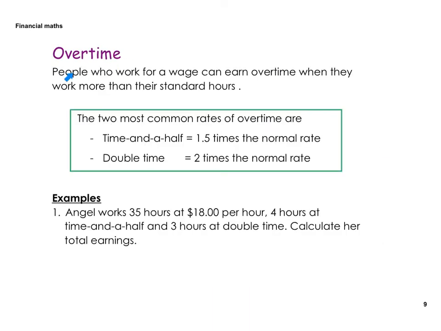Okay, overtime. People who work for wage can earn overtime when they work more than their standard hours. So two common types. So time and a half, which is 1.5 times the rate, and double time, which is 2 times the rate. Question 1.